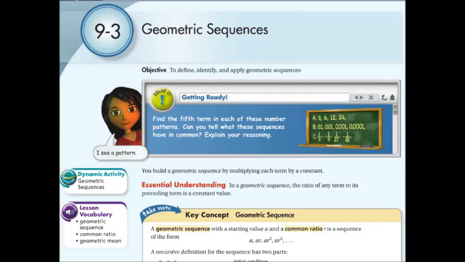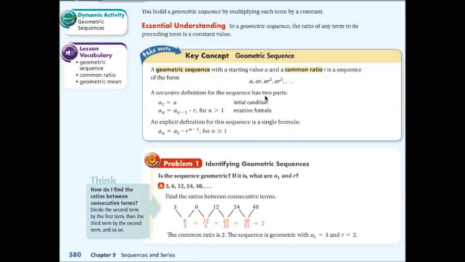9.3 is geometric sequences. Okay, so we've done arithmetic. Geometric sequences are when we multiply each term by a constant. Earlier we had the common difference; we were adding and subtracting the same thing to each term. Now we're going to multiply. In a geometric sequence, the ratio of any term to its preceding term is a constant value. So there's a common ratio. We're going to multiply everything by something.